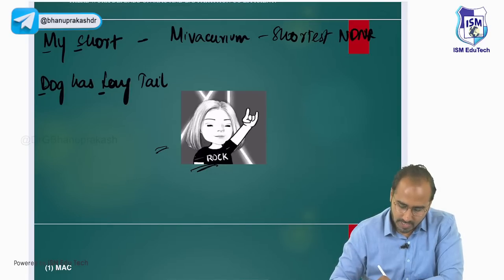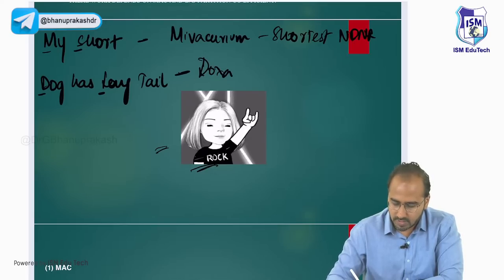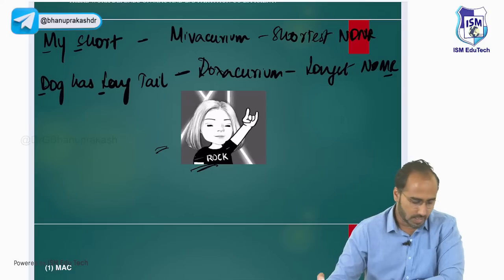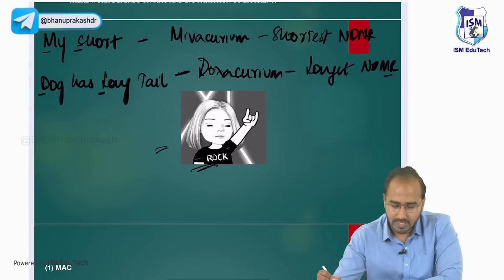Dog has long, D and L. Long means it will be D. Longest acting is what? Doxacurium. Doxacurium is the longest acting non-depolarizing muscle relaxant. Is this thing clear, guys?